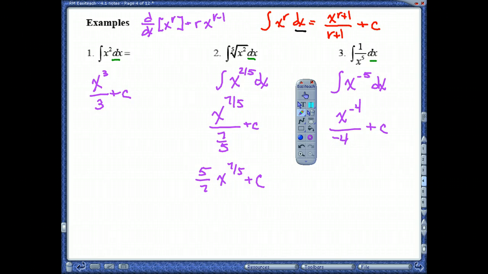Don't think, oh, well, I'll just wait till the very end to put that constant on. You do that, you're going to forget. Always simplify.